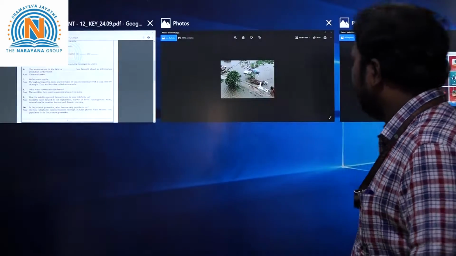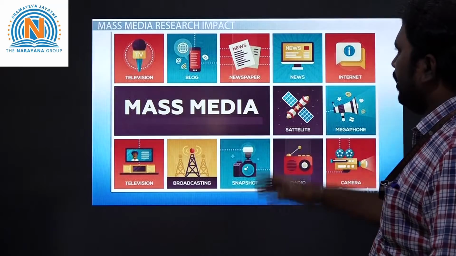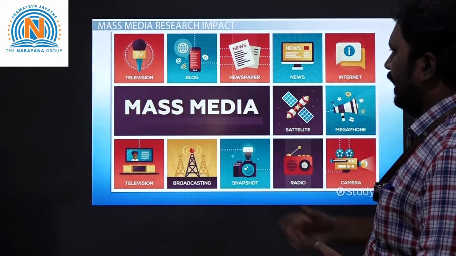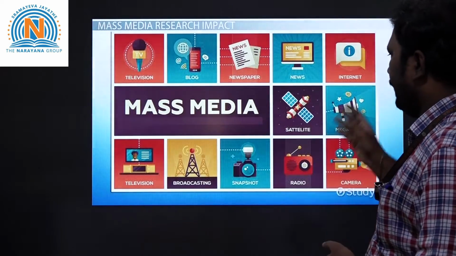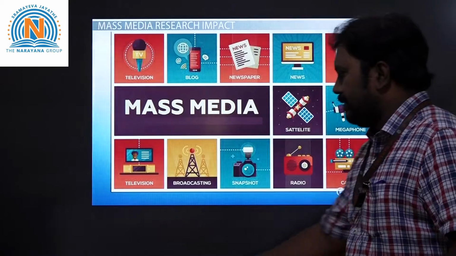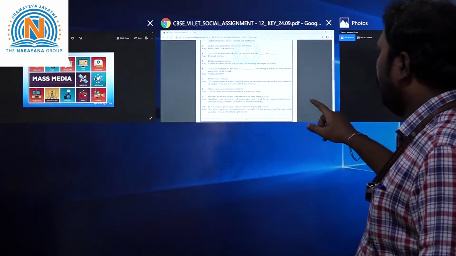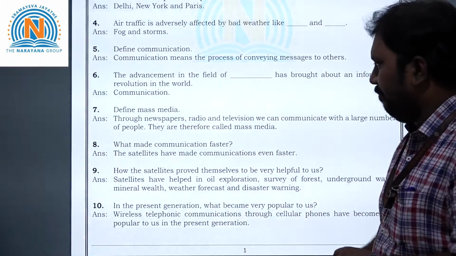I will show you one picture, see. So here is mass media, see: television, newspapers, internet. Okay, so these all are considered as mass media where we can reach a large number of people.